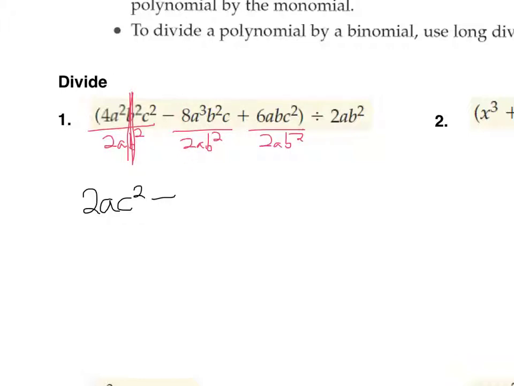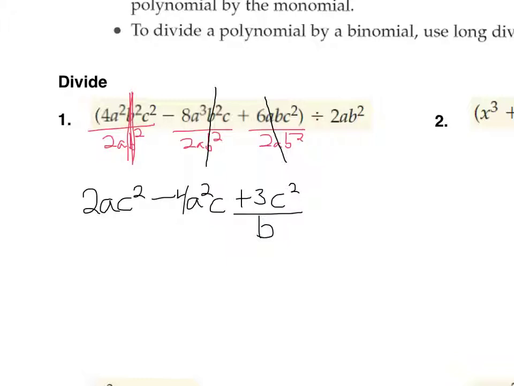8 divided by 2 is 4. A to the third over a is a to the second on top, because there are more on top than on bottom. Again, look at the b squareds, they just cancel out, and we have a leftover c. Alright, and the last one, 6 divided by 2 is 3. A divided by a, the a's just cancel out. In this case, there are more b's on the bottom than on the top, so you're going to have a b on the bottom, and then we have c squared that's left over, that will be on top.